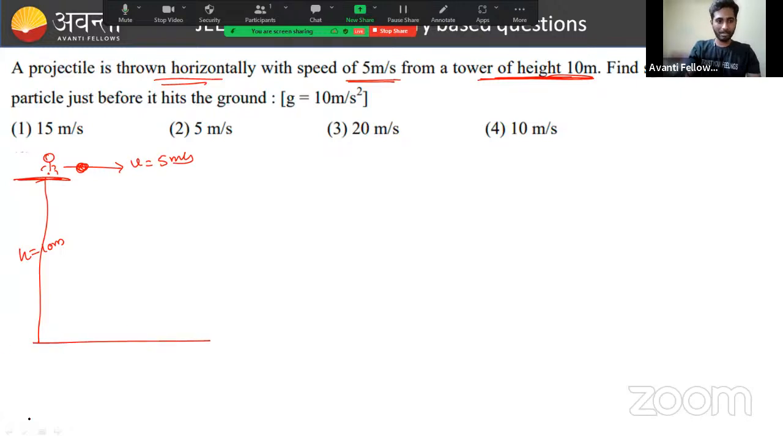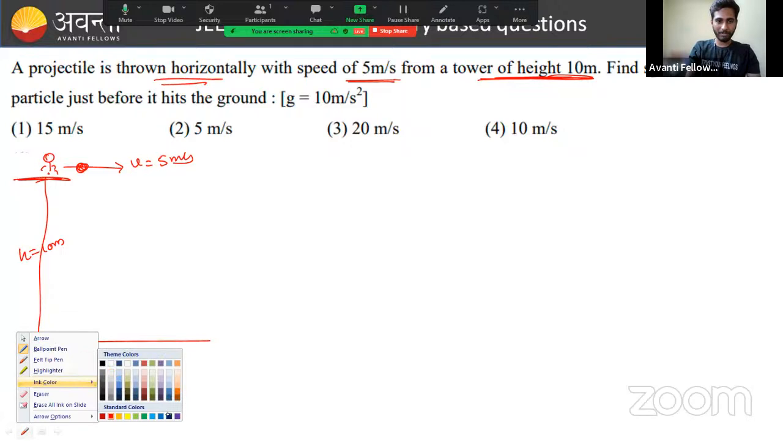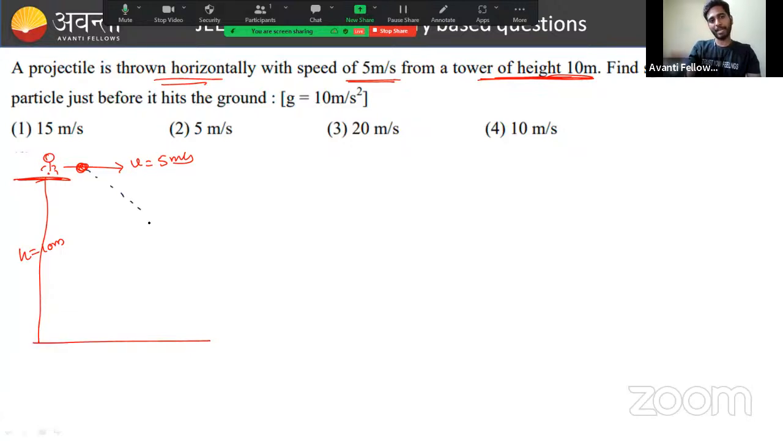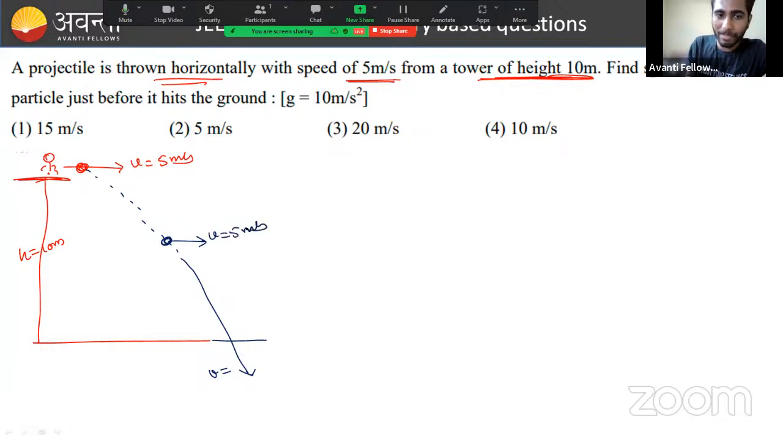Means after throwing, it will come and hit the ground, right? It is coming like this and it will hit the ground in this way. This is the final velocity v. We have to calculate the final velocity. We know that throughout the projectile motion, the horizontal component of velocity will be constant, 5 meter per second itself. At the final point also it is 5 meter per second. And we have to calculate the vertical velocity Vy, right?